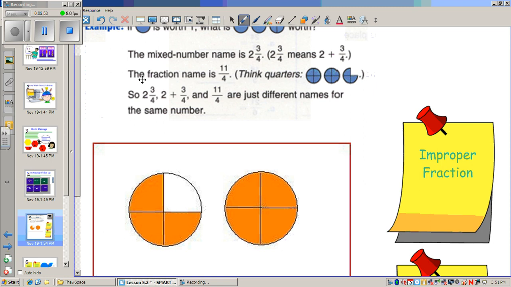So my improper fraction, when I'm looking at how many pieces I have: 1, 2, 3, 4 of them here and 3 of them here. But if I looked at it this way, this equals 1 whole and this equals 3/4. So my mixed number would actually be 1 whole and 3/4 because I have 3 pieces shaded. So what would be my improper fraction?